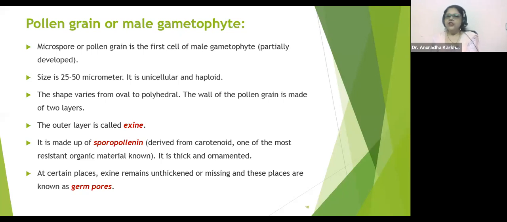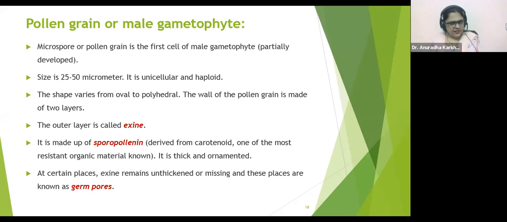Well, the shape varies from oval to polyhedral because of the presence of the sporopollenin. We had already seen this, right? The wall of the pollen grain is made up of 2 layers. The outer will be called exine. The exine is made up of sporopollenin, which is derived from a carotenoid, one of the most resistant organic materials known.